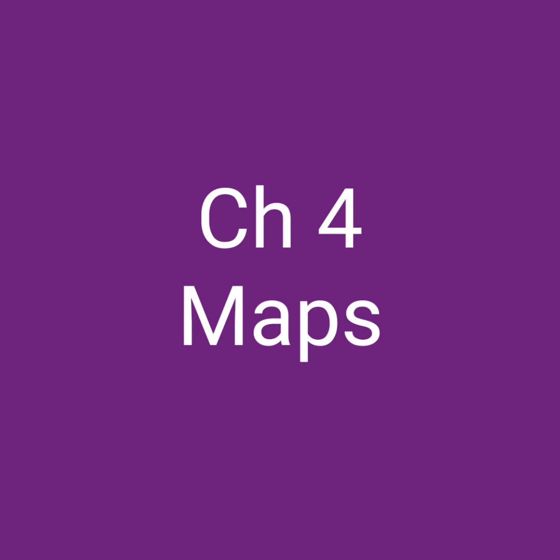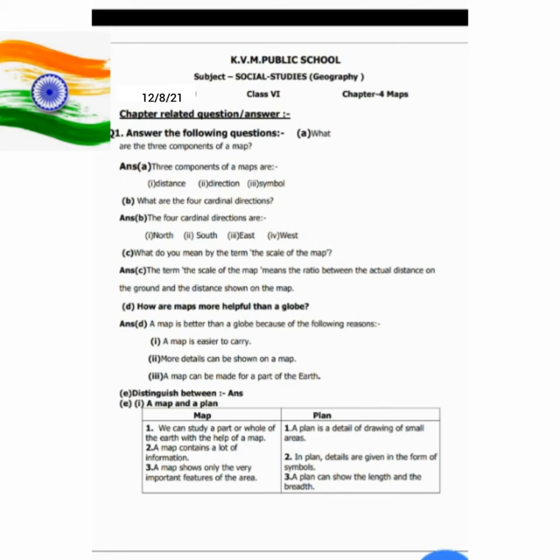Today we will continue question answers of chapter 4 of geography, maps. Coming to question first, what are the three components of map? Three components of map are distance, direction and symbol.